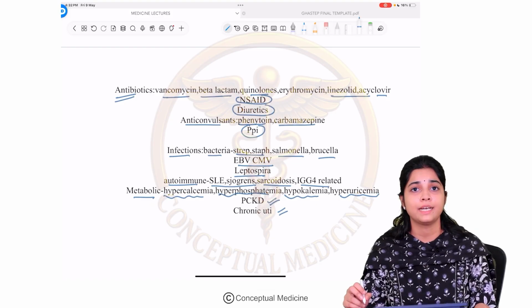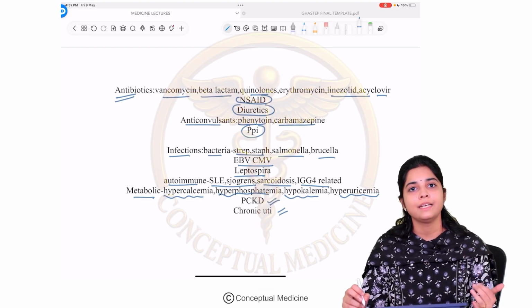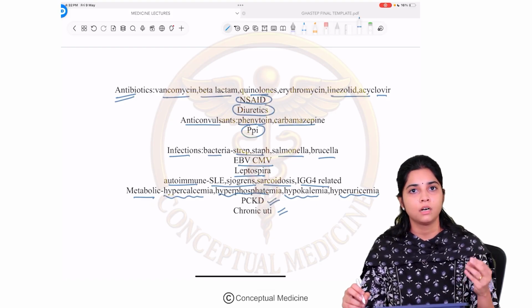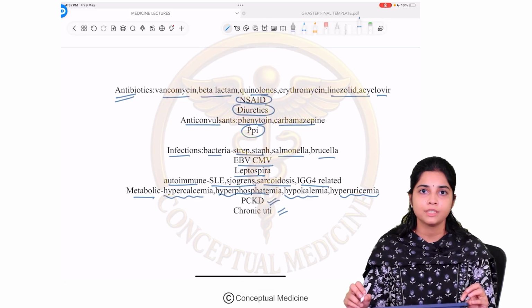So, when does this AIN present? Does this AIN present immediately after you give an offending agent or immediately after an infection?